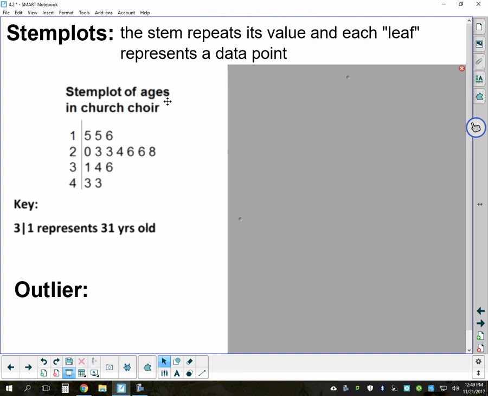This is the stem plot of ages in a church choir, and they have to give you a key so that you understand how to read it. So 3 and then your bar 1 represents 31 years old. So this data here would be 15, another 15 because you're repeating the stem and then you just put the leaf on it, and then repeat again. The 1 with the 6 makes it 16. So this would be 20, 23, 23, 24, 26, 26, 28, 31, 34, 36, 43, and 43 again.